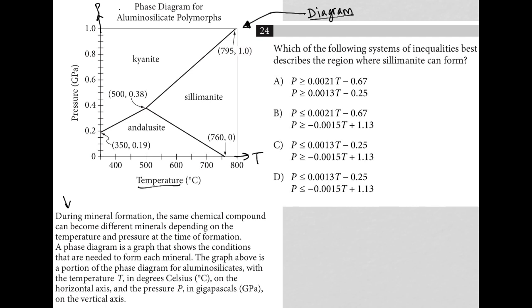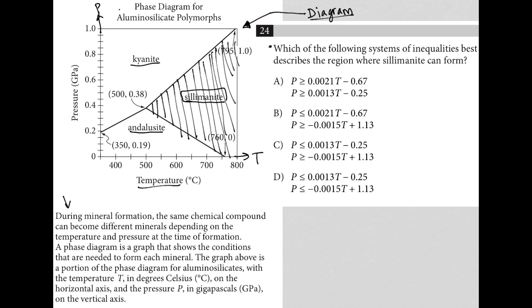All right, so these names must be our different possible minerals. So the question here says, which of the following systems of inequalities best describes the region where sillimanite can form? So sillimanite is here, which means it's in this region, which I'm going to just draw as these lines here.